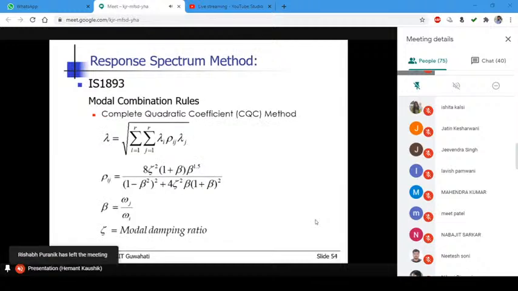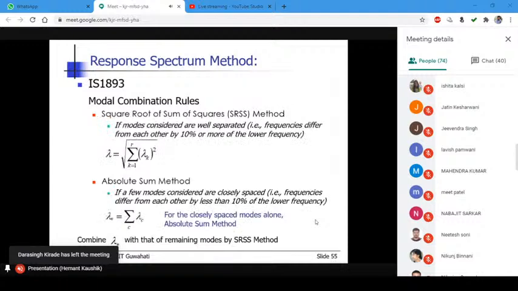Now you have converted the MDOF system into several single degree of freedom systems. You have found the design forces for individual single degree of freedom systems. How to combine them? There are some modal combination rules given in the code. One is the CQC method, complete quadratic combination. Those of you who are more interested can read the literature, but if you're using software, it is automatically done there.